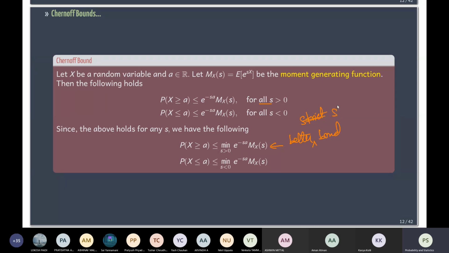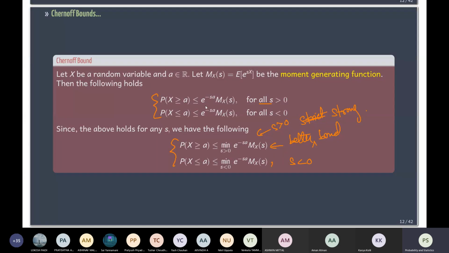Stricter bound or stronger bound. Okay, so strong bound. So this is stronger. You have found the best possible, least possible value of the upper bound. So perhaps this will act like a supremum. Okay, and then similarly here, you can also take a minimum over this, but remember that here s is less than 0 and here s is greater than 0. Okay, so yeah, this follows from here itself.